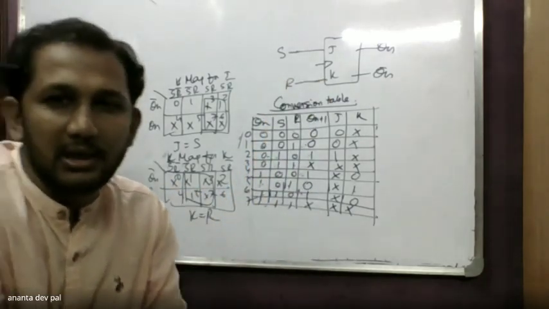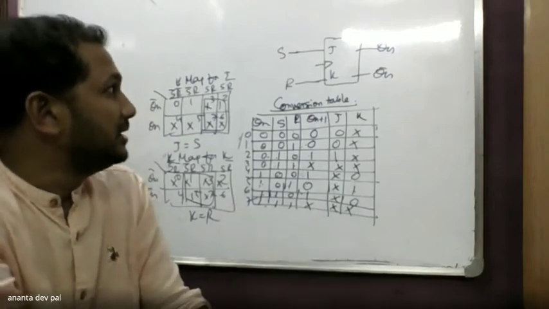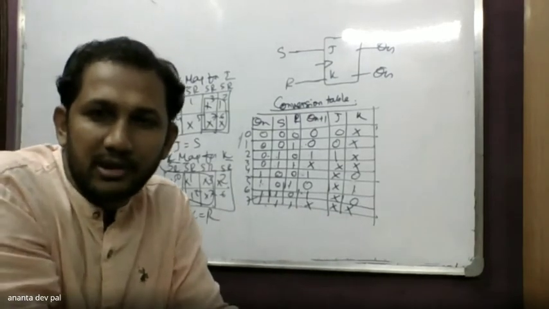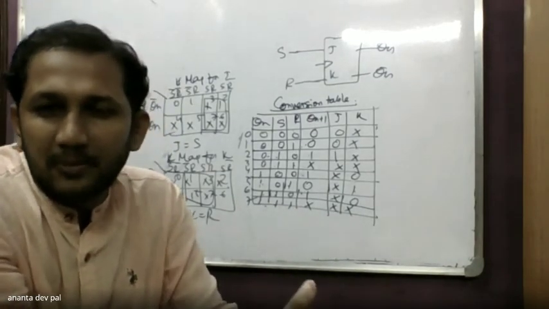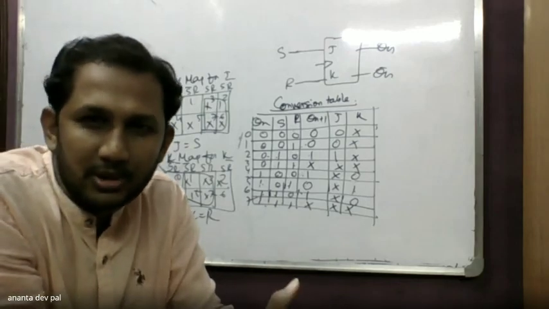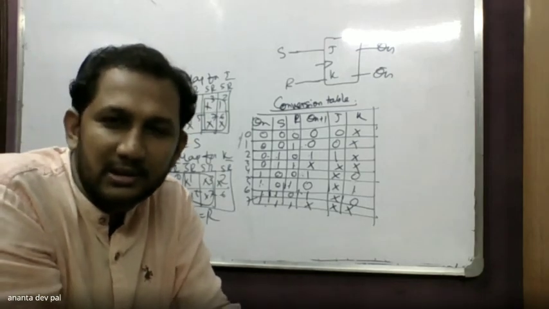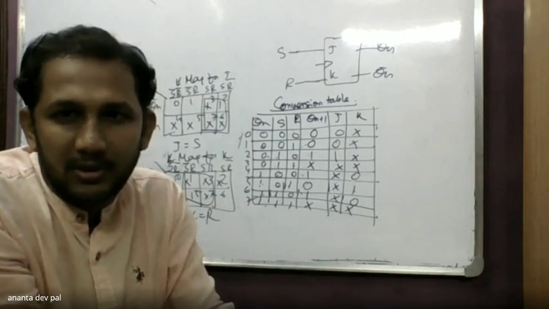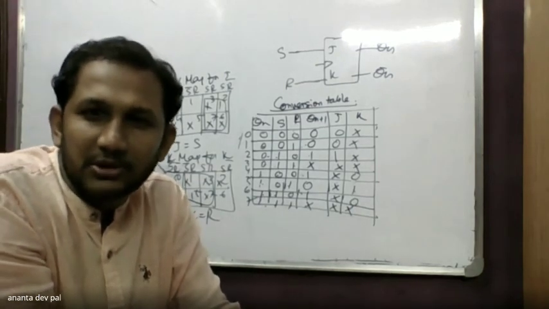So in this way you can design JK to SR. All other flip-flops can be easily designed. We have to know the truth table and the excitation input of that flip-flop. So this is the conversion process of the flip-flop.